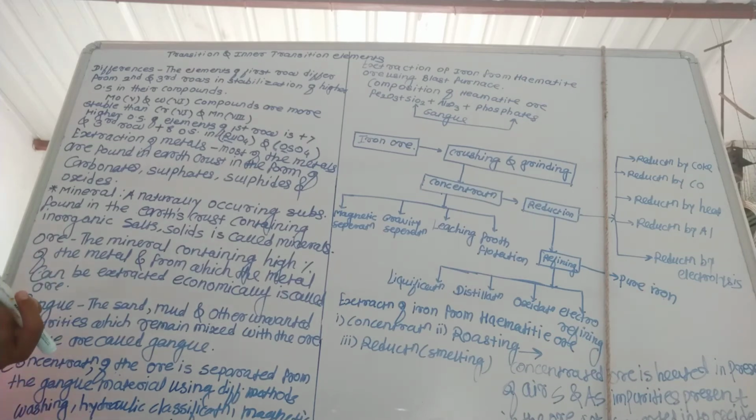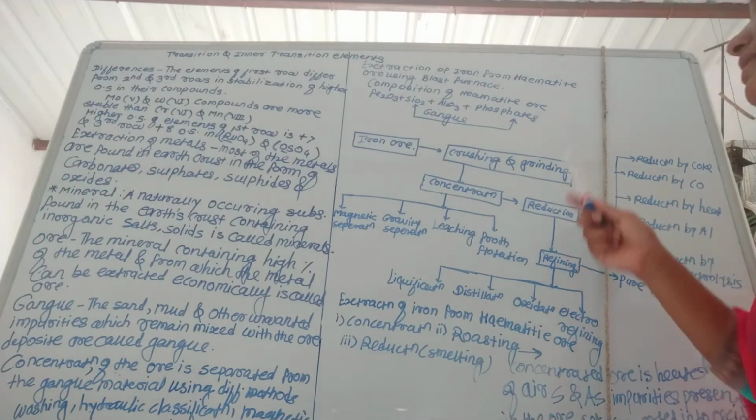You can do washing, hydraulic classification, magnetic separation, flotation process. There are several methods involved for the concentration of the ore. There are 4 methods. Okay.